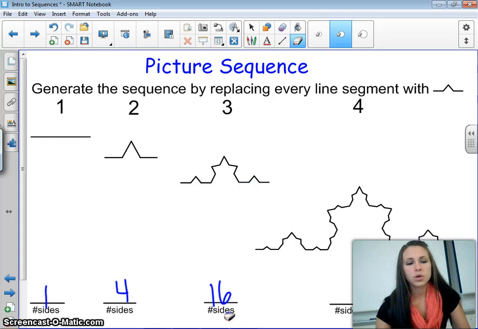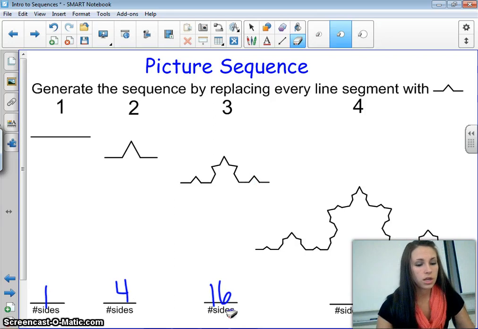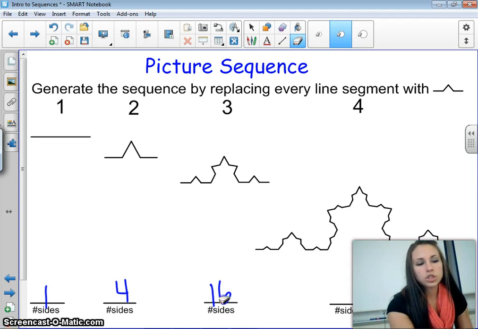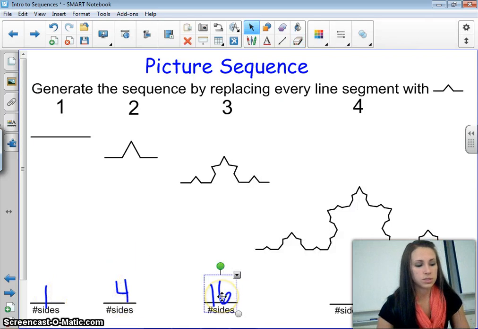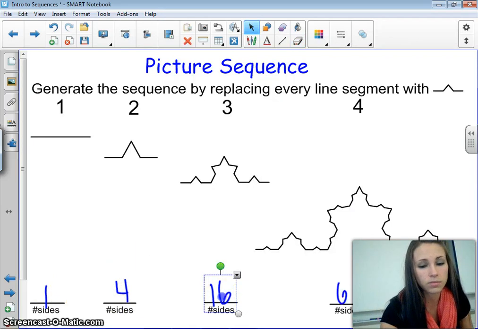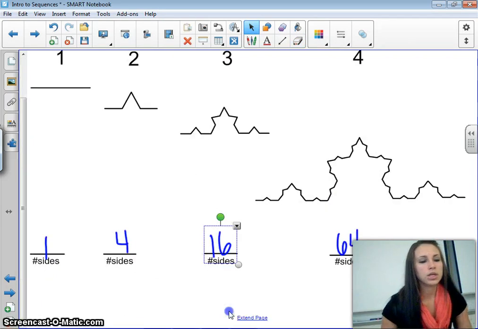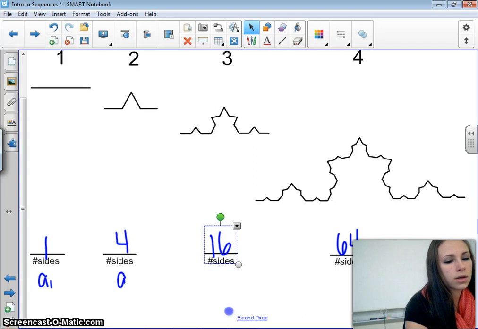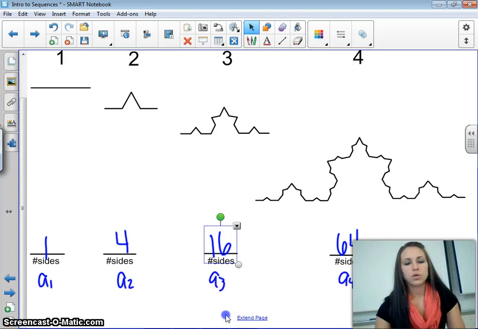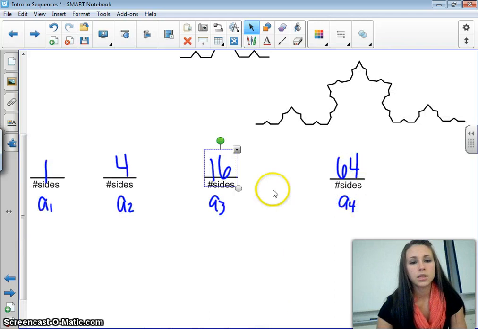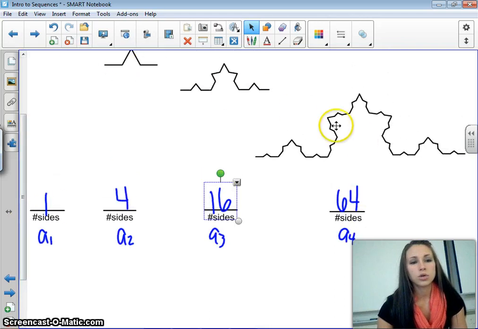So hopefully at this point you can see a pattern. If I were to replace all 16 of those sides with that, all I'm doing each time is multiplying by 4. So 1 times 4 gave me 4, 4 times 4 gives me 16, so 16 times 4 would give me 64. And so each of these, this is A1, A2, A3, A4. So each of those are terms in our sequence that we generated by this picture.